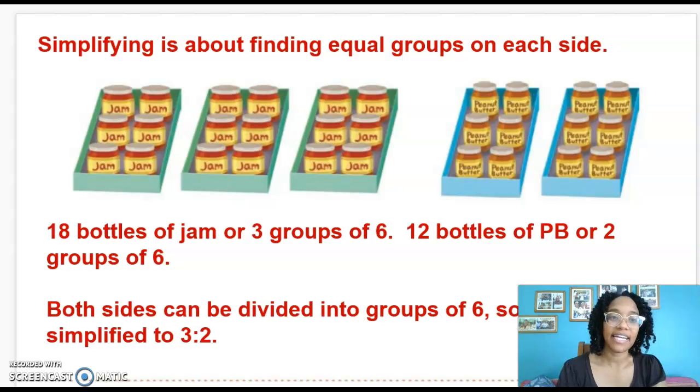Simplifying is all about finding equal groups on each side of the colon, or on each side of the 2. We have on the left 18 bottles of jam, or 3 groups of 6. On the right, we have 12 bottles of peanut butter, or 2 groups of 6. Both sides can be divided into groups of 6. So 18 to 12 can be simplified to 3 to 2, just like the improper fraction 18/12 can be simplified to the improper fraction 3/2.